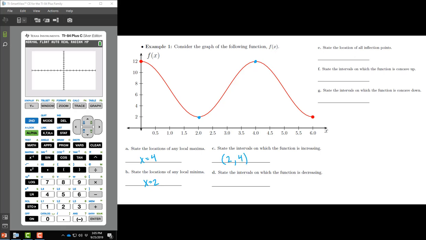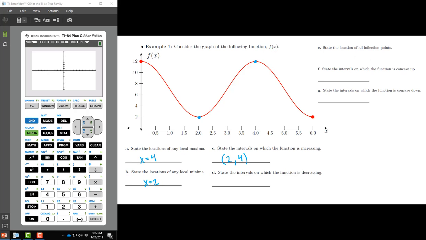Okay, and we're using parentheses here because at the point of bottoming out or at the point of topping out, you're no longer increasing or decreasing. So that's why we're never going to include the endpoints in any of these intervals. So I'm increasing from the min to the max.